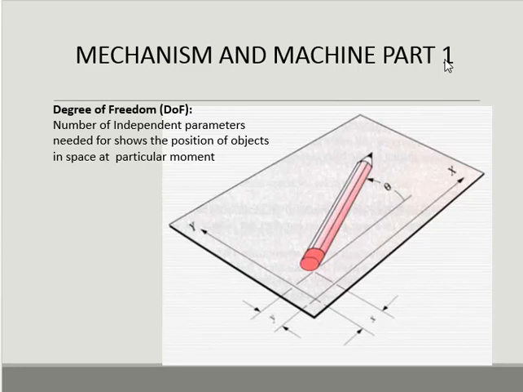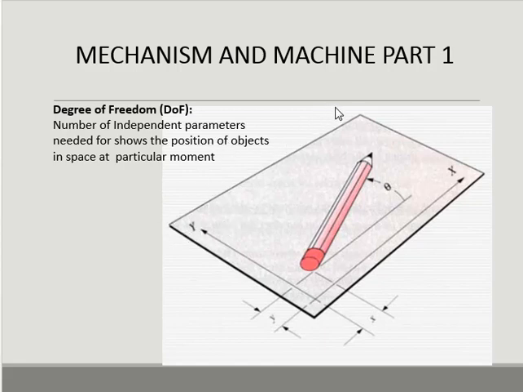Before we learn about linkages or mechanical chains, we must learn about degree of freedom, or DOF. What is the degree of freedom? Degree of freedom is the number of independent parameters needed to show the position of an object in space at a particular moment.